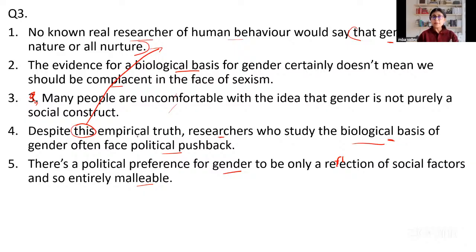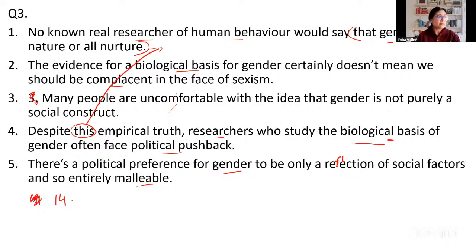And after introducing the complexity of gender in sentence number 1, it suggests that even with the acknowledgement of both nature and nurture, researchers studying gender's biological basis still face political pushback. What is a pushback? A pushback is a challenge. I repeat, I'll explain this connection once again. Why will sentence 4 come after sentence number 1? I'm sorry, I've written 4 first and it's 1 and then 4.